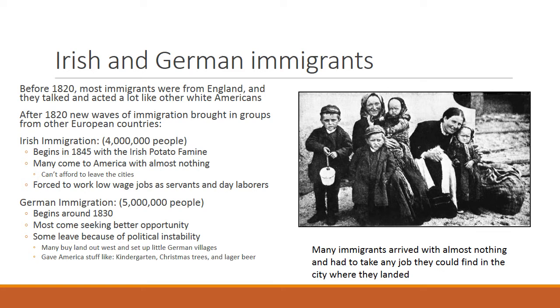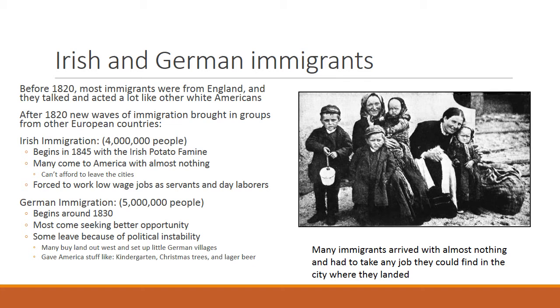The first big wave is the Irish, and this wave of immigration ends up totaling almost 4 million people. And it begins in 1845 with the Irish potato famine. Basically, the potato crop fails, and lots of poor people in Ireland depend exclusively on potatoes to get their food. And so when the potato crop fails, there's nothing left for them to eat in Ireland, and so they flee the country and come to the United States hoping to find work and food here.